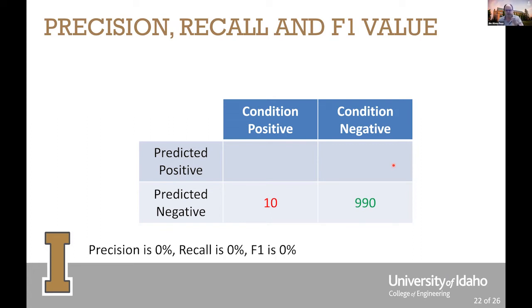If this is precision, precision says how many of these are right, how many predicted positive are right? Well, we predicted nothing positive, so we're 0. Recall says how many of the actual function boundaries did we find? We found 0 of them. So our F1, the weighted average, is 0 and 0 is 0. So we're 99% accurate, but 0% precision, recall, and F1.